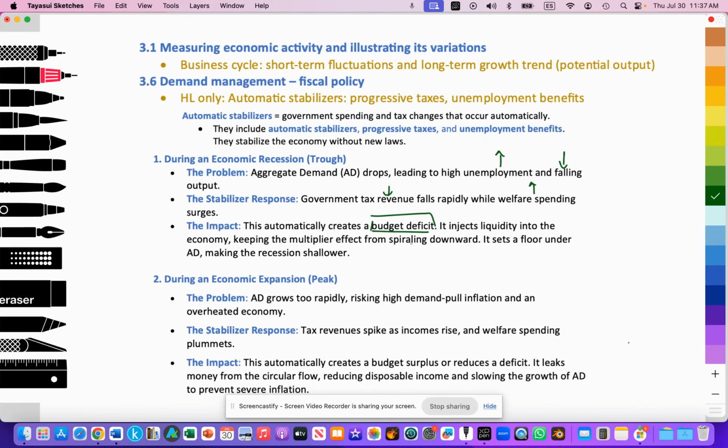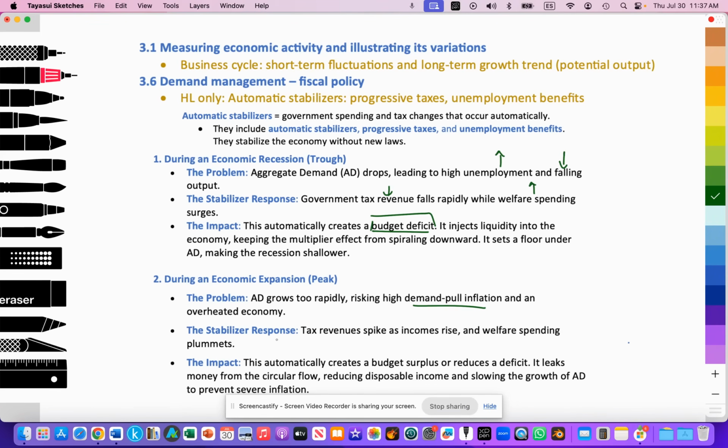And it keeps the economy from spiraling downward into a recessionary spiral. It sets a floor under AD and makes the recession shallower, as we'll illustrate in the business cycle. In terms of the expansion, the economy is growing, GDP is up. Problem, AD is growing too fast. It's creating an inflationary gap, risking high demand-pull inflation and an overheated economy.